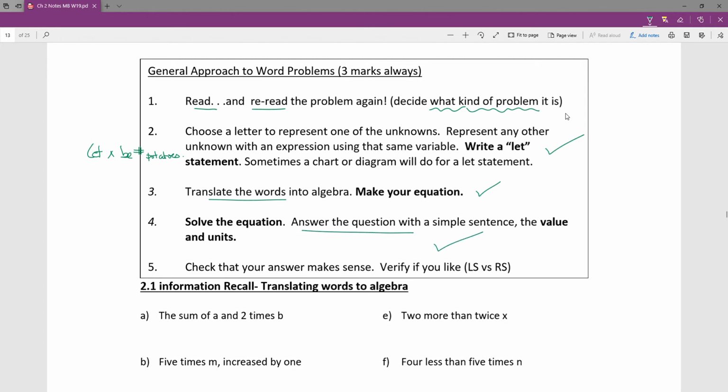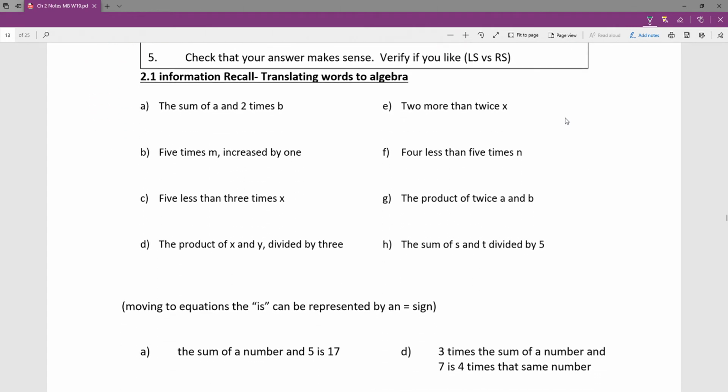You can always check that your answer makes sense. You could verify it, left side, right side. You could reflect back on the question and decide, does that make sense at all? Like, is it really 7,000 potatoes for dinner, or is it 7 potatoes you're going to cook for dinner? That kind of thing. So do check that it makes sense, because you should have some concept of what's going on.